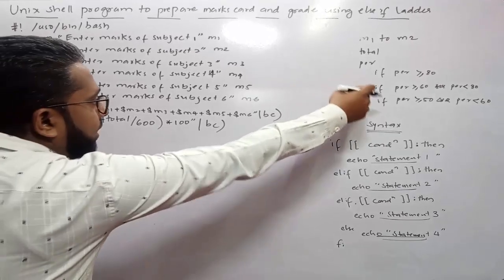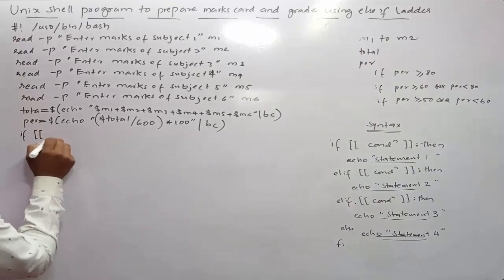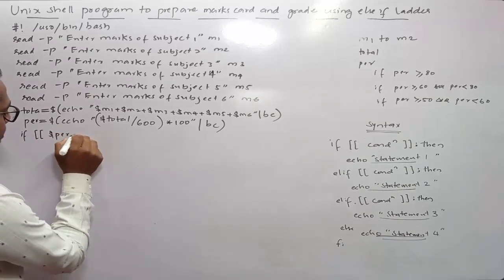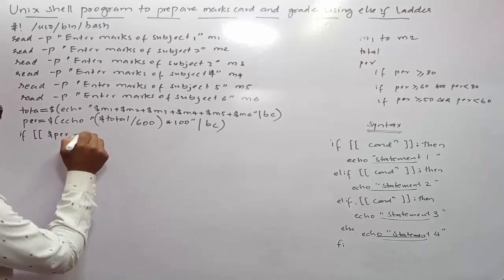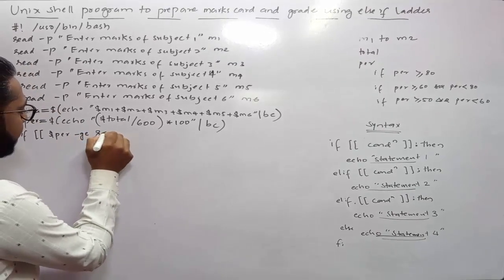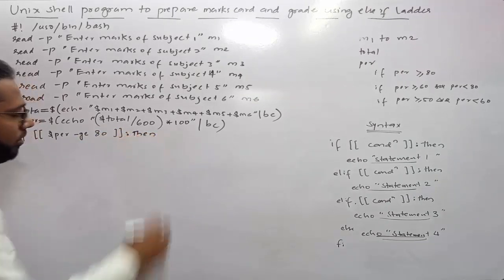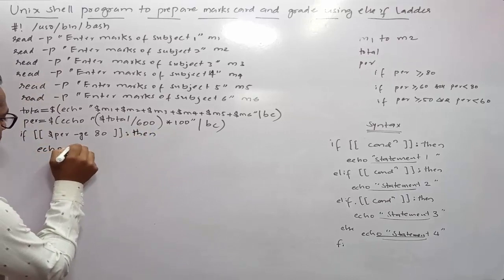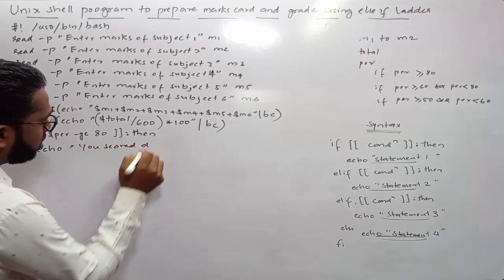Next, we need to apply these conditions. We need to check if space two open square brackets, then again space dollar PER space hyphen GE, greater than or equals to operator, 80, space close both the brackets semicolon, then, okay, we will declare echo "you got distinction".